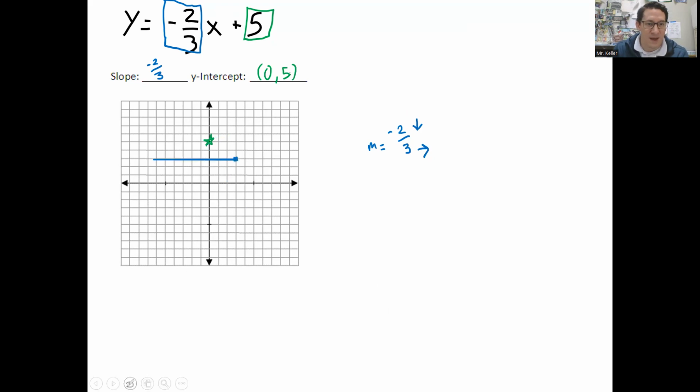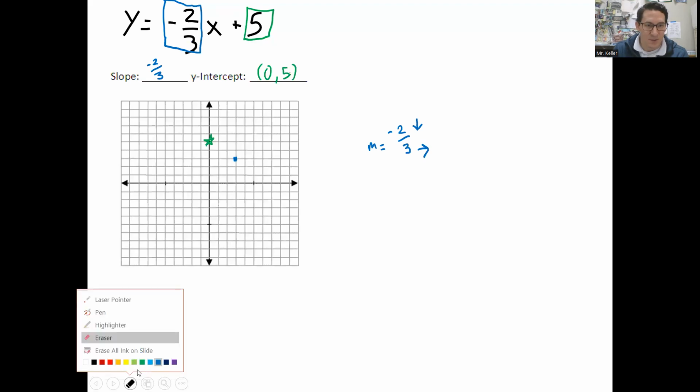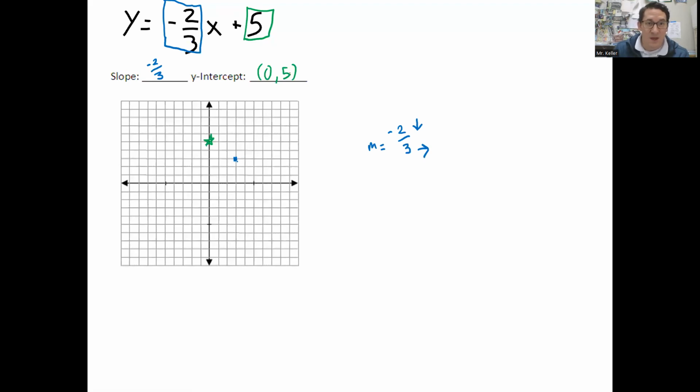So from the starting point, I'm going to go down 2, right 1, 2, 3, put another point, and look at that. It is just trying one more time to irritate me. Do that again, down 2, right 1, 2, 3. And you can always go in the opposite direction, so you can go up 2, left 3.